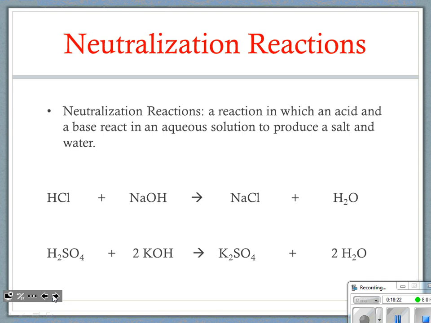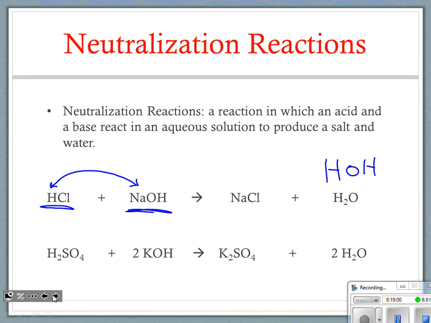if you look here, the very first one, hydrochloric acid, HCl, and sodium hydroxide, NaOH. So basically what we're going to see is we're going to swap, once again, the cations to get NaCl and HOH. But what's HOH? H2O. Okay, so that's how we're going to get the water.